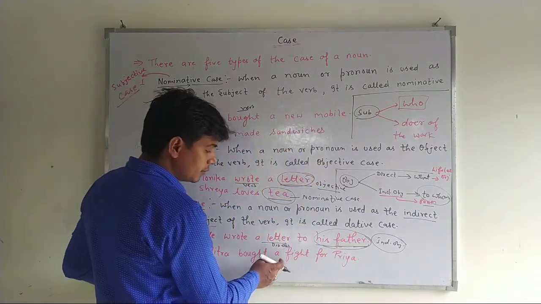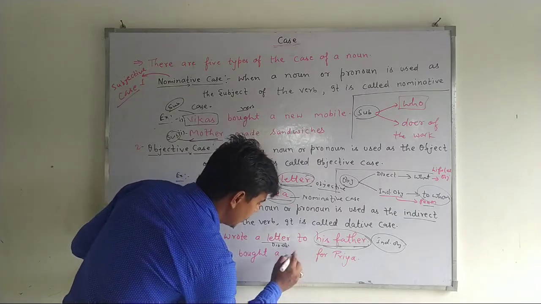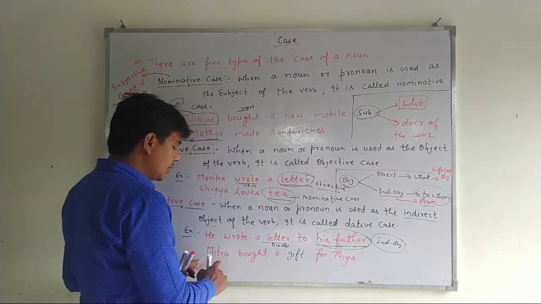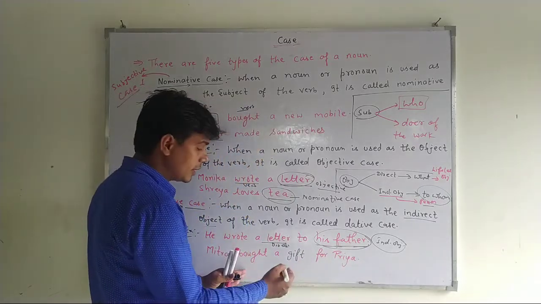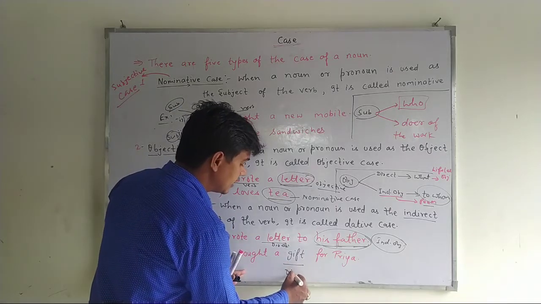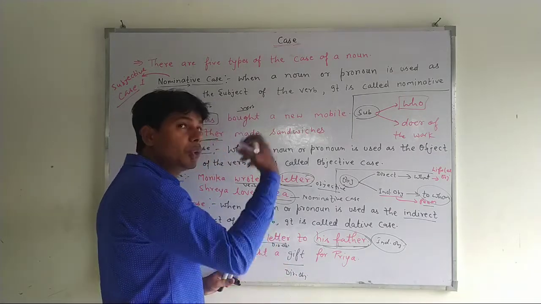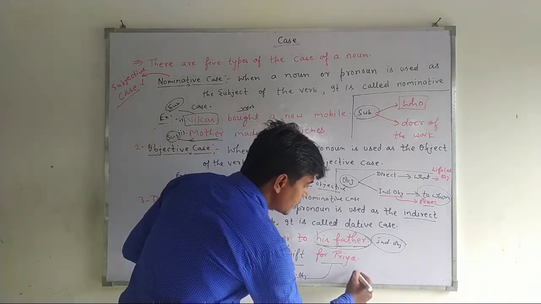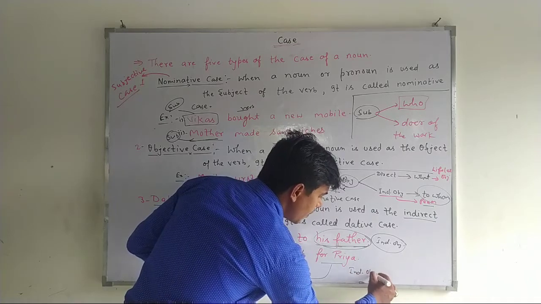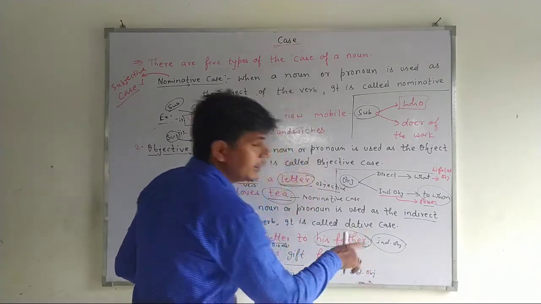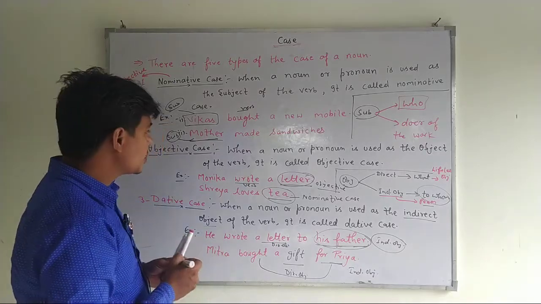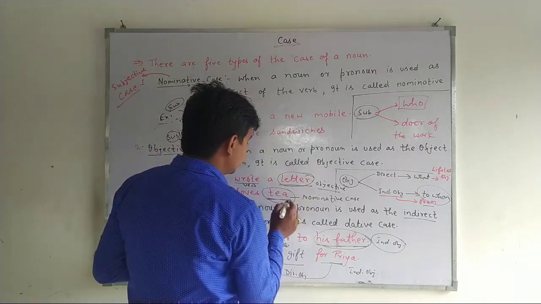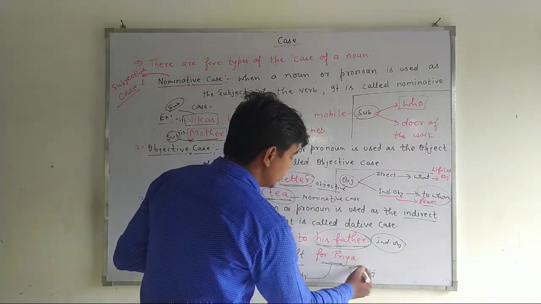Mitra bought a gift for Priya. So here Mitra bought, what did she buy? A gift. So that is a direct object. To whom? For whom did she buy? So we will get the answer Priya. So Priya is an indirect object, and this is the dative case. Is that clear? So I hope you have understood very well about these three cases of the noun.